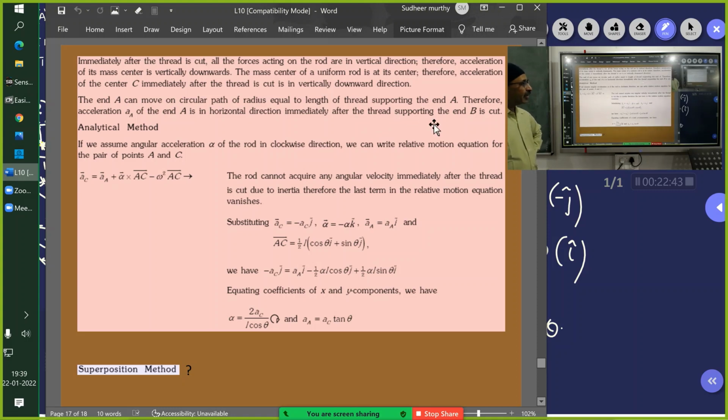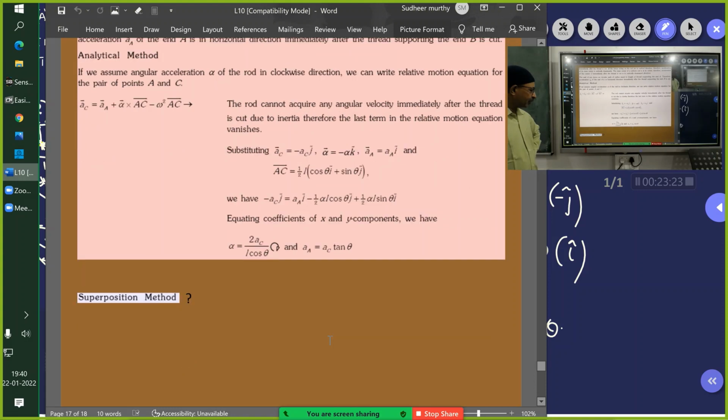Okay, after the thread is cut. So analytical method: a_C bar is equal to a_A bar plus alpha cross AC bar minus omega square AC. The rod cannot acquire angular velocity, because of the inertia. This concept also we have taken into consideration. So therefore we get, equating this, a_C bar is split into two components. We have split it according to convenience, when the need and the necessity arose. We have not immediately split this. So we have done this equation. Yes, answer is correct. Okay, fine.